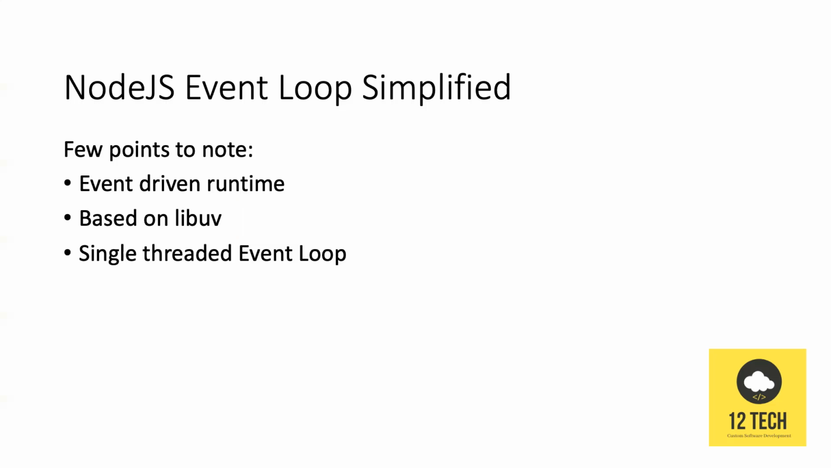Another important thing to note is it is single-threaded. The event loop itself is single-threaded. All of the user code executes on a single thread, which is the thread that runs the event loop, right?